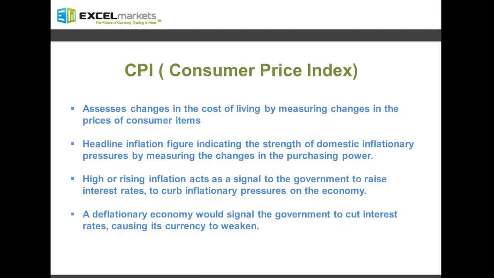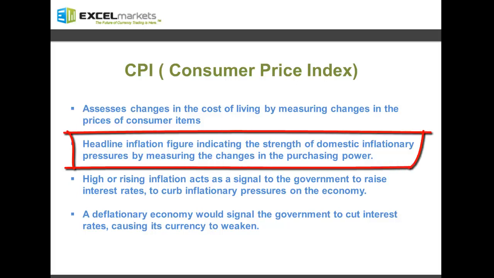Then we have the CPI, or the Consumer Price Index. This gives the measure of the inflation or deflation in the economy. It assesses the changes in the cost of living by measuring changes in the price of consumer items. It is the headline inflation figure indicating the strength of the domestic inflationary pressures by measuring the change in the purchasing power.